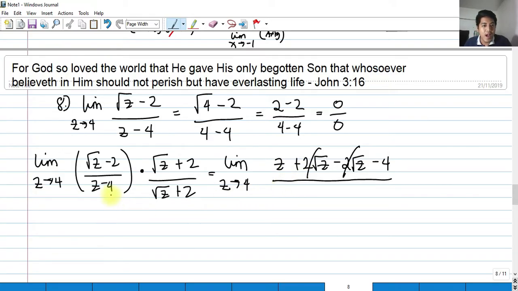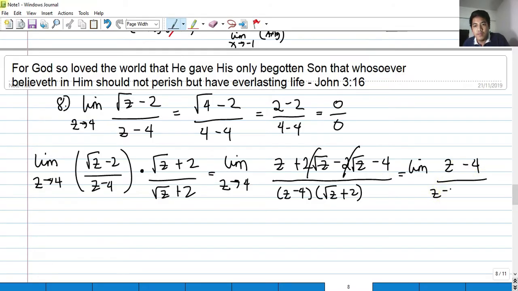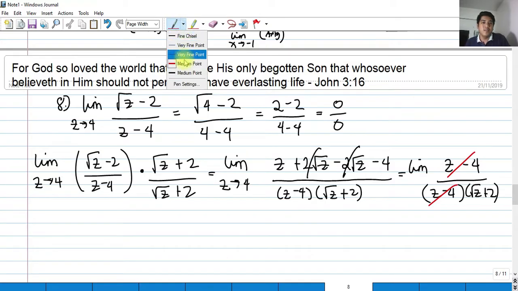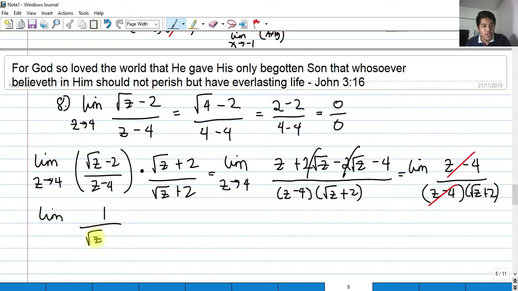And on the denominator, let's not perform FOIL first. We still have the square root of z plus 2. So we have the limit of z minus 4 over z minus 4 multiplied by the square root of z plus 2. The reason I did not perform FOIL on that is because we can cancel this. So we have the limit of 1 over the square root of z plus 2 as z approaches 4.